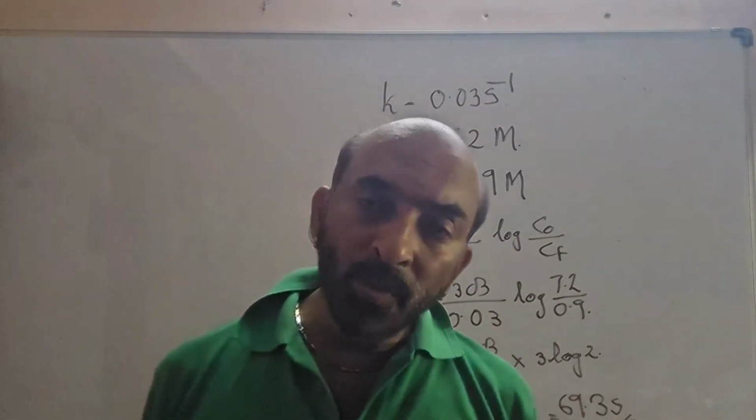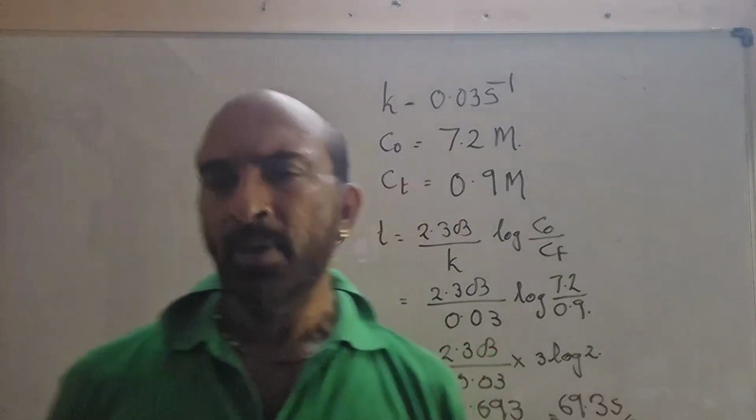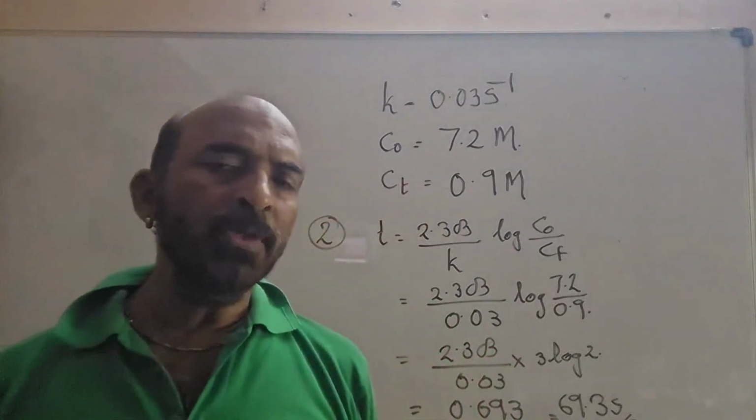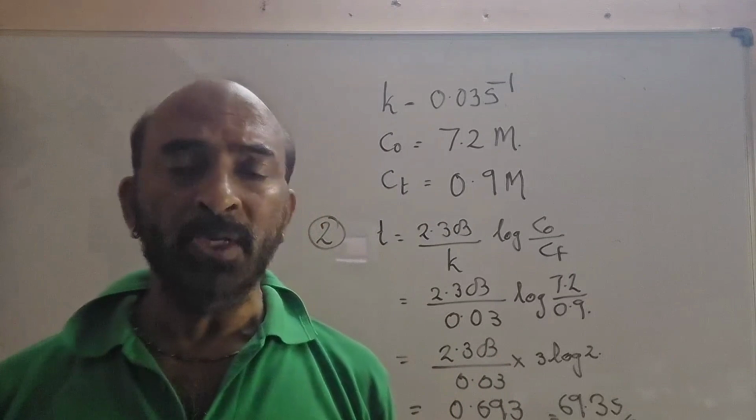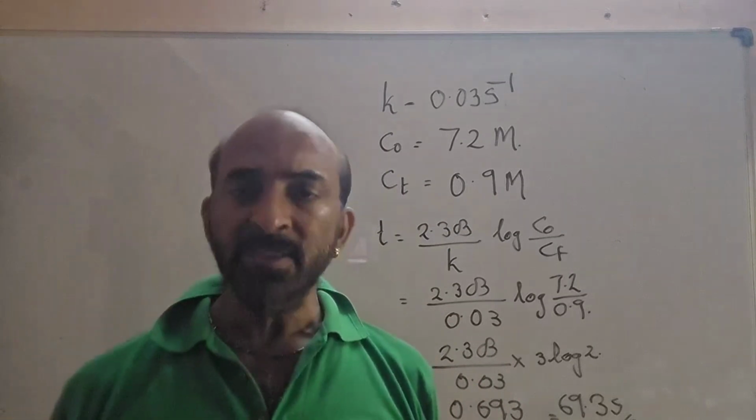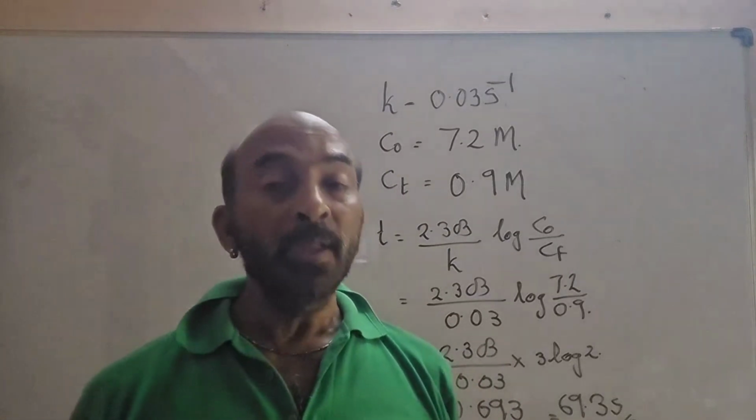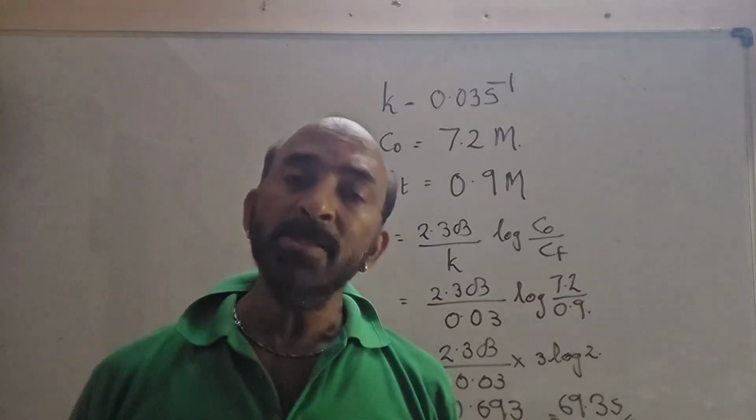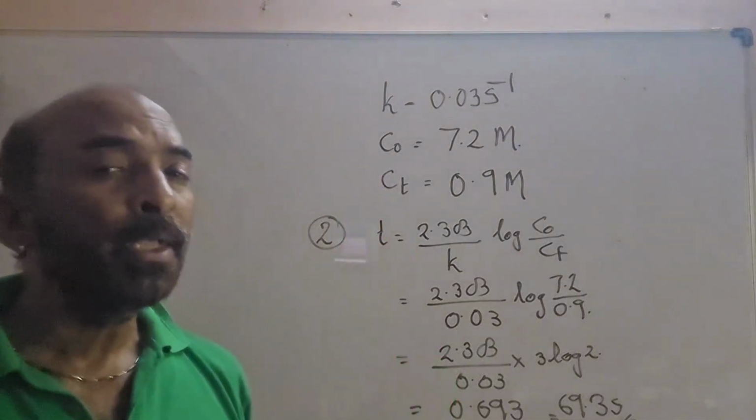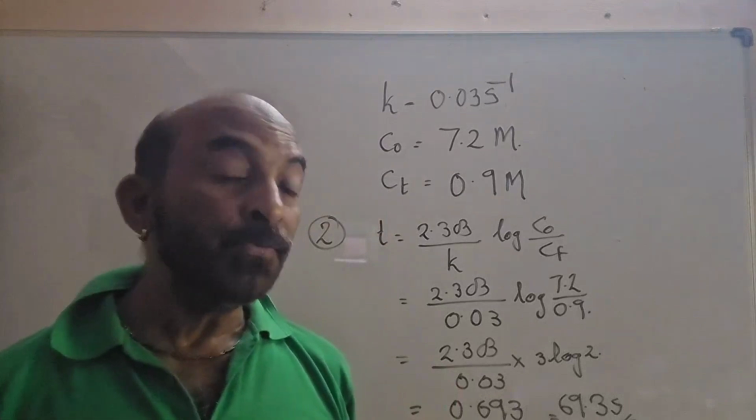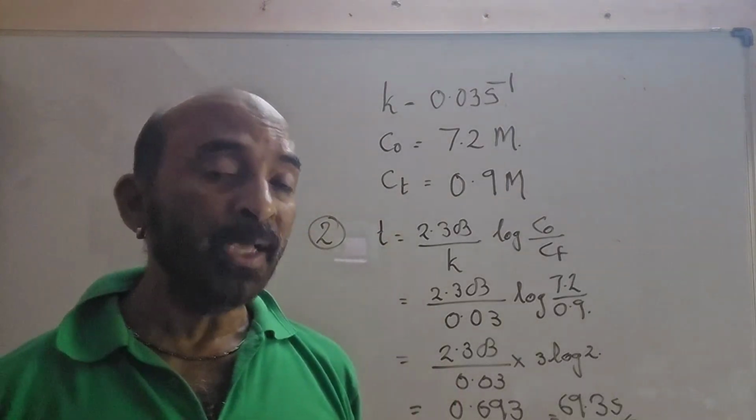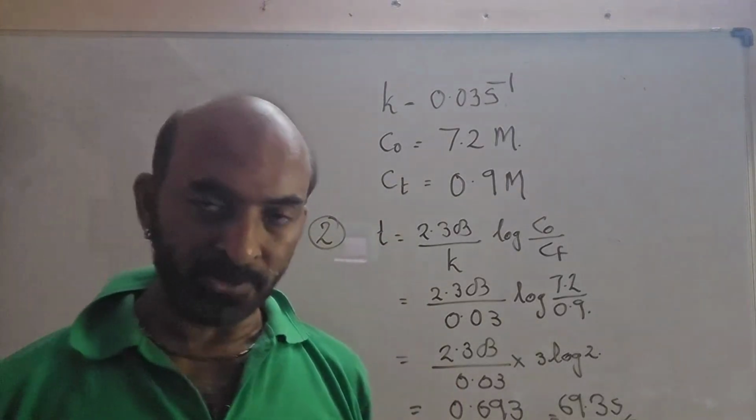See, here they have given the rate constant of the reaction. While they give the rate constant of the reaction with the unit, it also tells you what is the order of the reaction. For instance, in this particular problem, they have given the rate constant to be 0.03 per second. Per second is the unit of rate constant for the first order reaction. So indirectly they have mentioned that the reaction is first order.